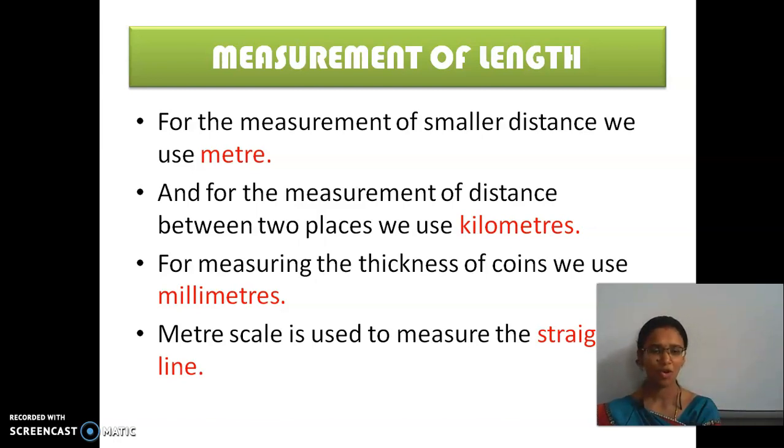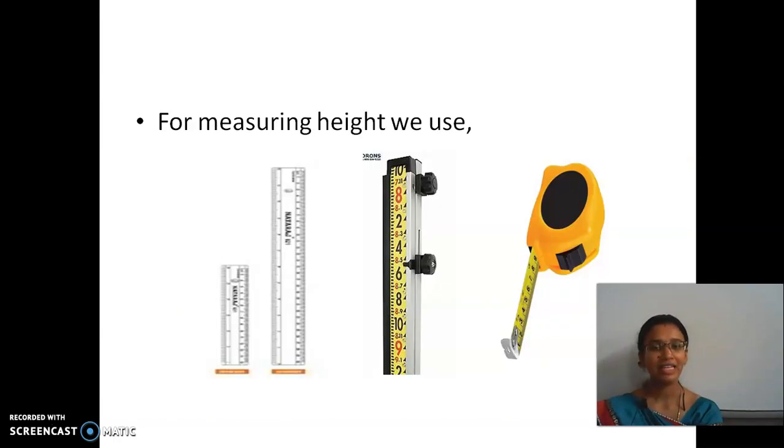Clear? So for measuring the length, what do we use? We use a straight meter scale or anything. It is used to measure only a straight line. Consider if the way is zigzag. Are you able to find the length correctly with a scale? Okay, fine. So these are some of the instruments which we use for measuring height. This is a scale, this is a rod scale, and this is a tape.